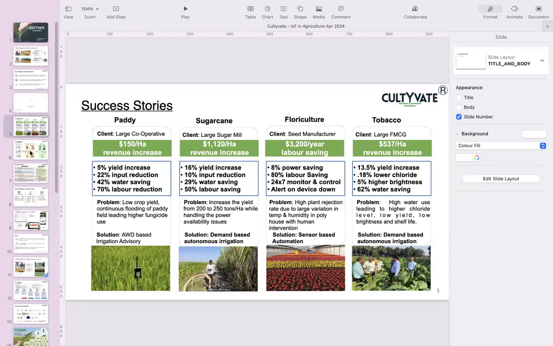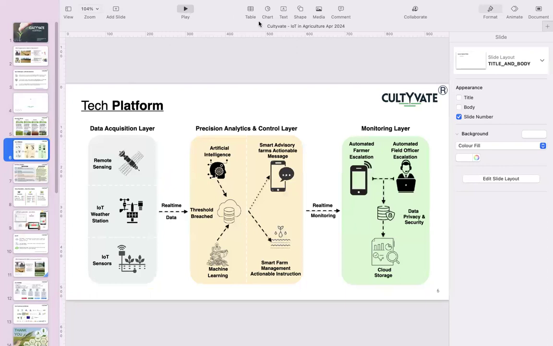And I'm moving on to the next slide that talks about our technical platform. So in our tech platform, there are three layers. Because when we are talking about this technology in agriculture, or IoT in agriculture, it's about what the role of IoT is and how exactly we put it into use.